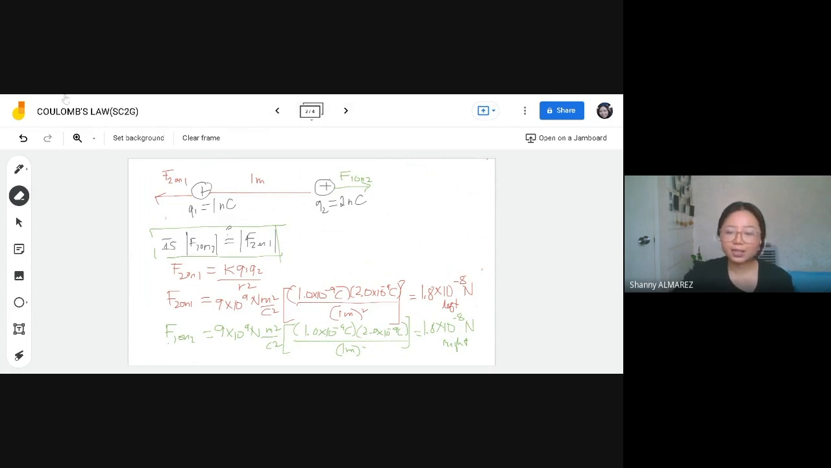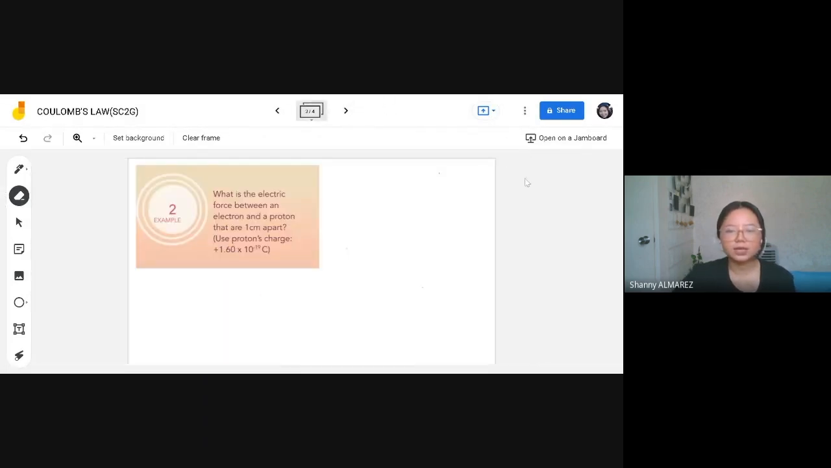Okay na ba? Nagets nyo na? Habang tumatagal, mas padali na siya ng padali. You will get used to the symbols, you will get used to the signs. Okay? So, one more example. So, this time, let's move to the second one. What is the electric force between an electron and a proton that are 1 centimeter apart? Use proton's charge, positive 1.60 times 10 raised to negative 19 coulomb.